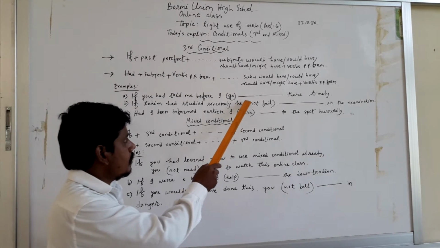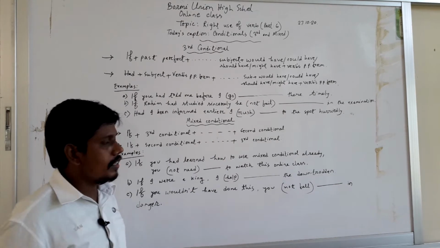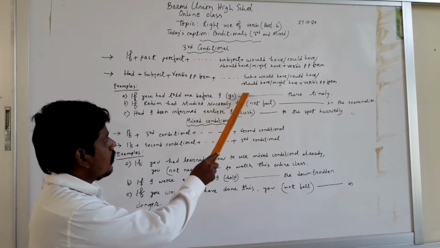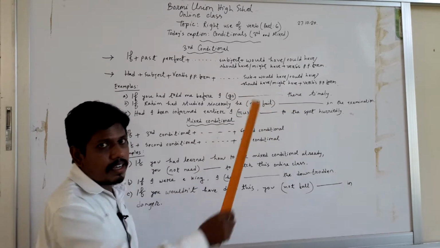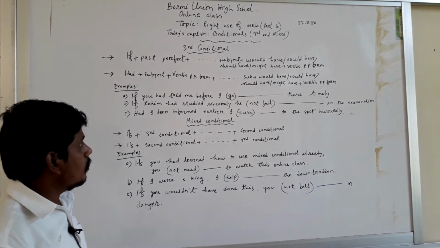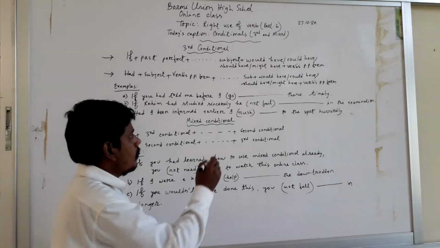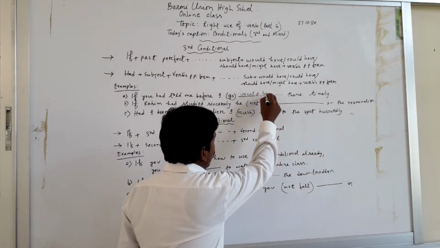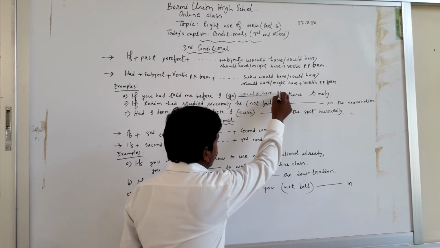So what will be the answer here? I go there timely. The answer must be I would have gone there timely. What will be the answer? Would have gone, or might have gone, or should have gone.